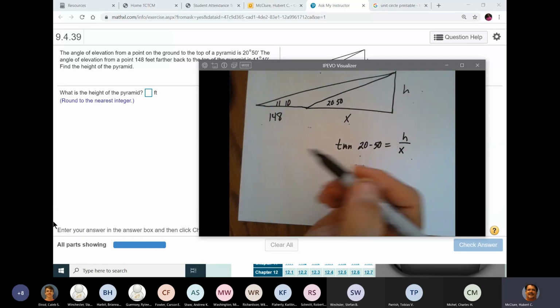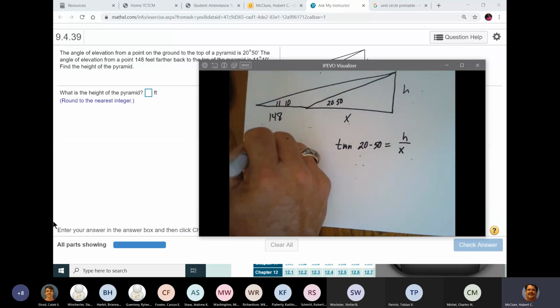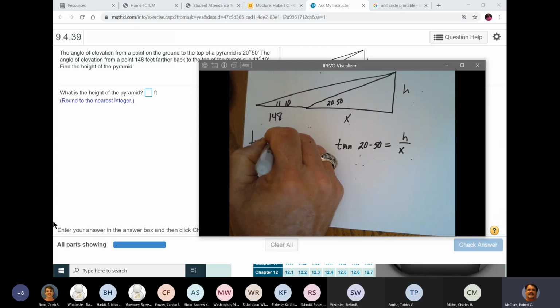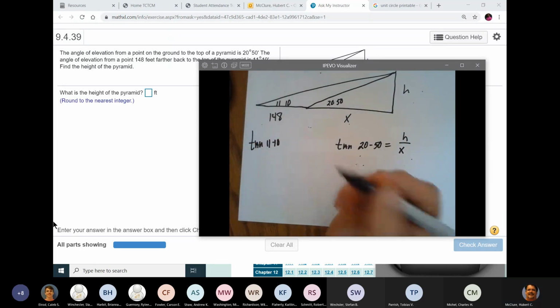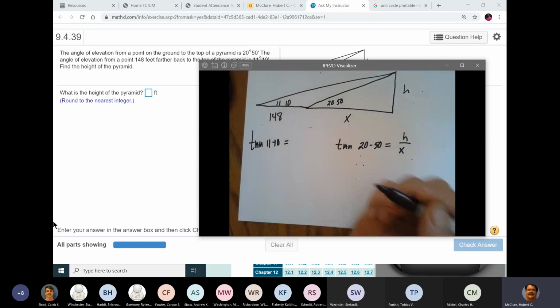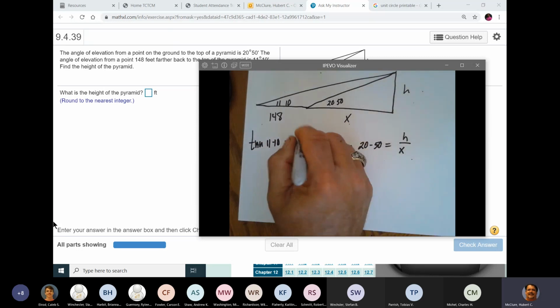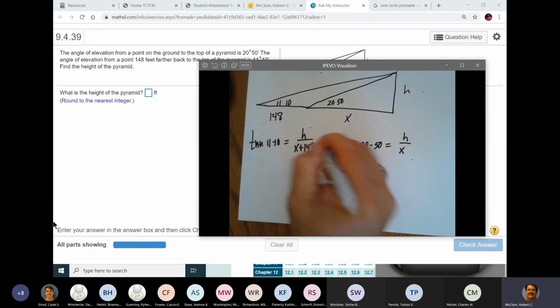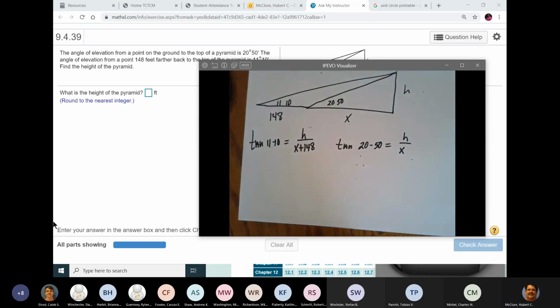And over here, the tan of 1110 is equal to H over X plus 148. Solve these for H and then set them equal to each other.